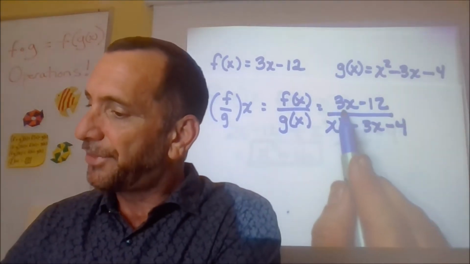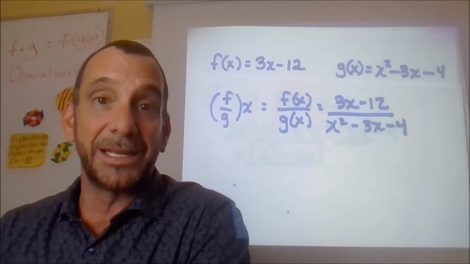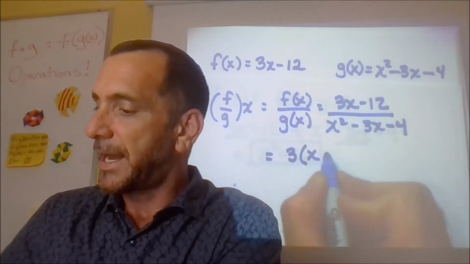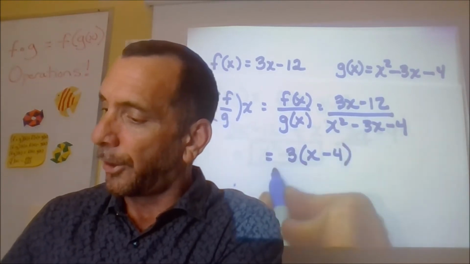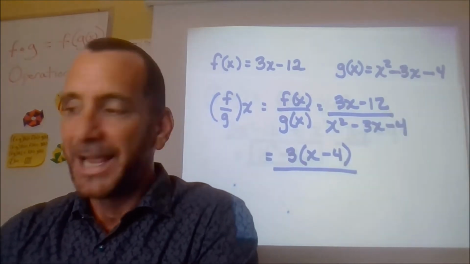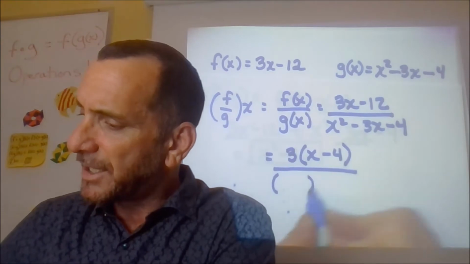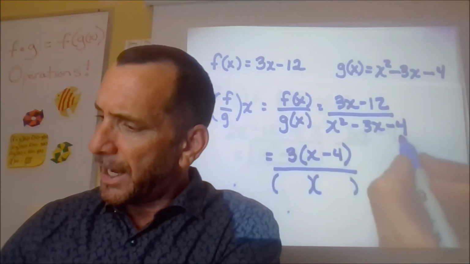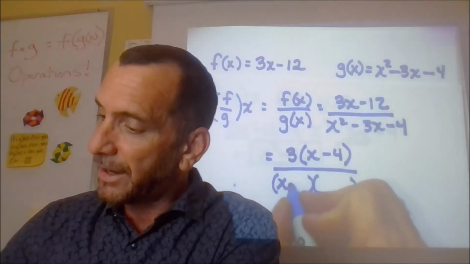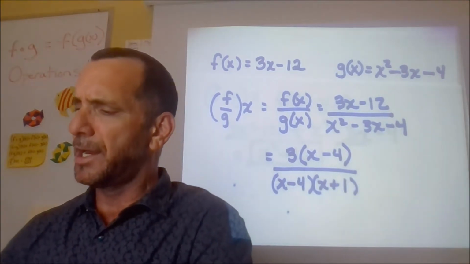So let's do it. 3, greatest common factor. I can pull a 3 out of both of those expressions, and that gives me 3 times x minus 4 in the numerator. All I did was factor the numerator. And now let's factor that denominator. We don't want to be scared of that trinomial. We got what multiplies to get a negative 4 and adds to get a negative 3. That would be x minus 4 times x plus 1.